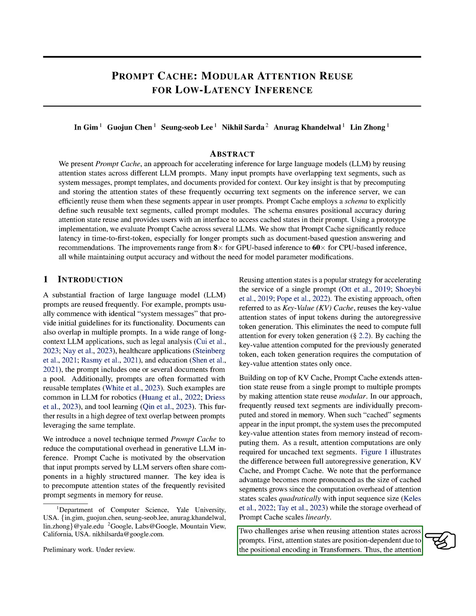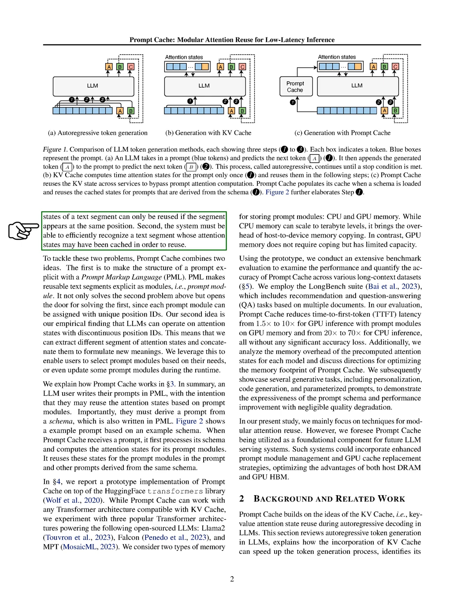However, reusing attention states across prompts presents two challenges. First, attention states are position-dependent due to the positional encoding in transformers. This means that the attention states of a text segment can only be reused if the segment appears at the same position. Second, the system needs to be able to quickly identify a text segment whose attention states might have been cached so that it can reuse them.